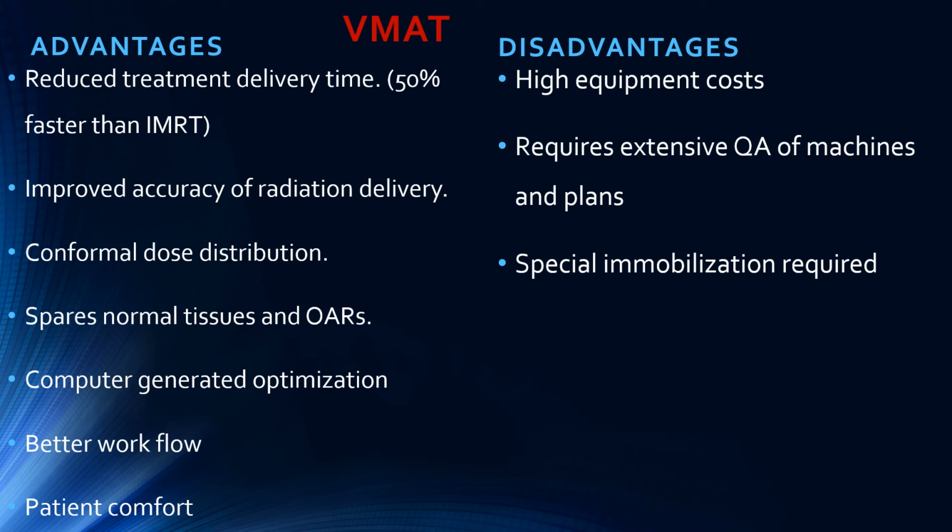Because usually when a patient is lying down for a shorter duration of time, the rest of his body is not exposed to the small scattering radiation, which helps reduce the risk of developing second cancers, which are most likely not noted until 20 to 30 years after radiation exposure. The disadvantages are that the equipment is highly costly. It requires extensive quality assurance of the machines and plans, and special immobilization is required.